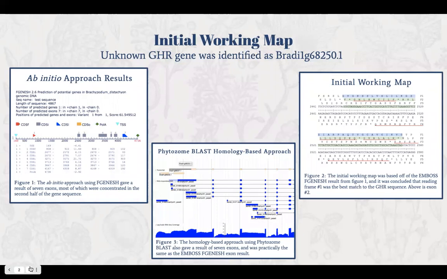To begin our research on the unknown gene, we utilized two reverse genetics approaches to better understand the structure of our gene. Reverse genetics is important because structure informs function, and our goal in this experiment is to identify the function of our unknown gene.